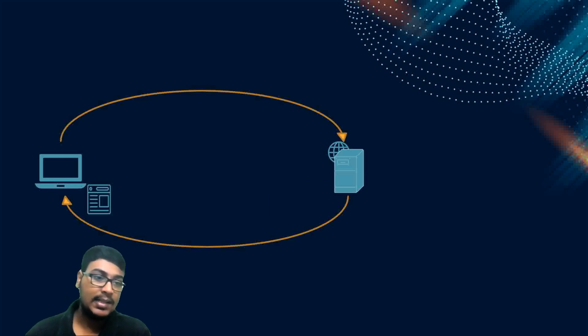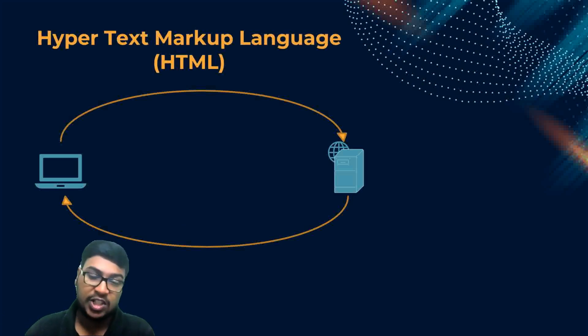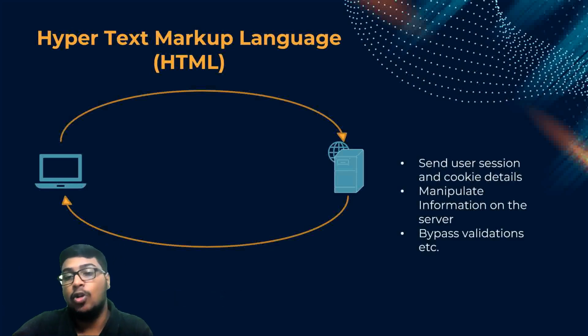Now what happens is, this response on the client's end will be processed or rendered by the browser, and the browser is only able to understand one language, which is hypertext markup language or HTML. Hence all communication from the server to the client takes place in HTML. Now there is a very interesting concept in HTML which is called script tags. Inside of these script tags in HTML we can write scripting instructions which can perform various tasks, and these tasks are something like sending user session and cookie details, manipulating information on the server, bypassing validation, and a lot more things.